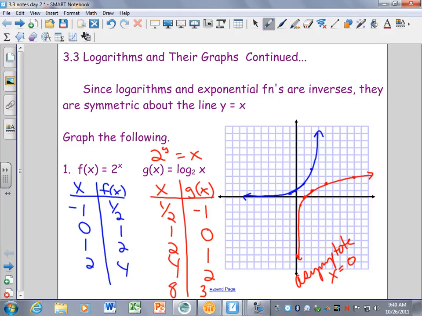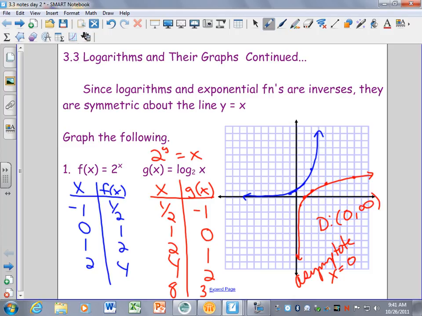What would the domain of this function be? Of the log function? Including 0? No, like it's never going to equal 0. It's never going to be negative. So the domain of the logarithmic function, if it's not translated, is 0 to infinity.